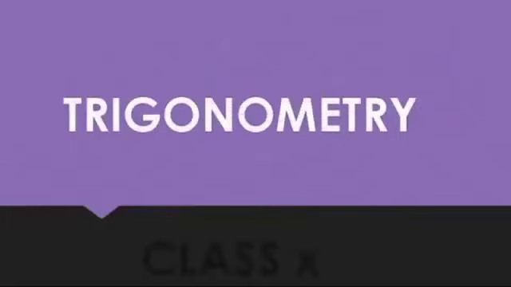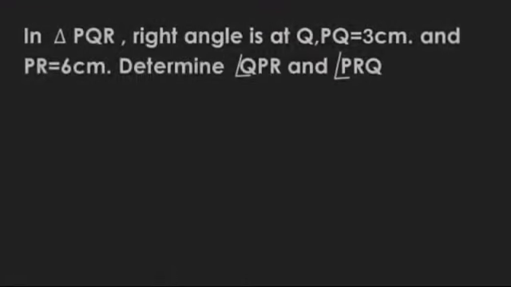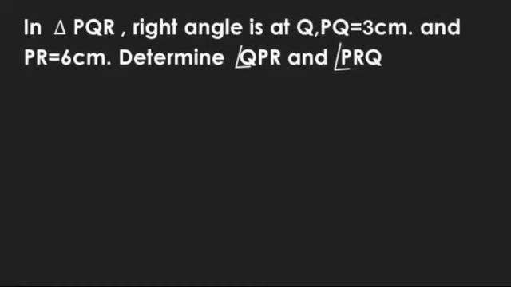Children, today we will solve a problem in trigonometry. Let's see a question. In triangle PQR, right angle is at Q. PQ equal to 3 centimeters and PR equal to 6 centimeters. Determine angle QPR and angle PRQ.